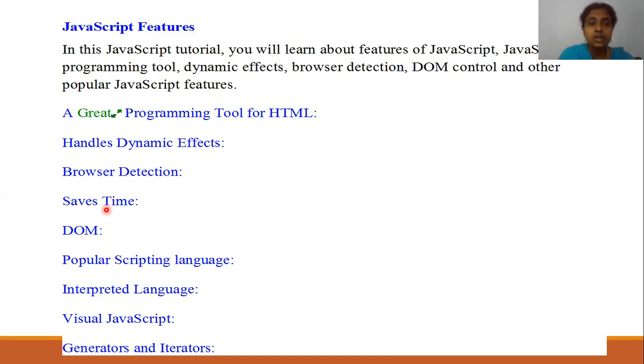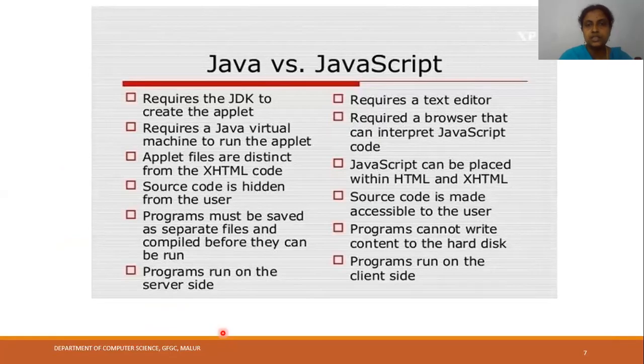So it saves your time. DOM is document object manipulation. It helps in that also. It is a very popular scripting language, and it is an interpreted language, and it has visual effects. Visual effects can be brought with the help of JavaScript, and it has generators and iterators. So it means like a looping statement. You can repeat the task again and again with the help of JavaScript. So these are some of the features of JavaScript.